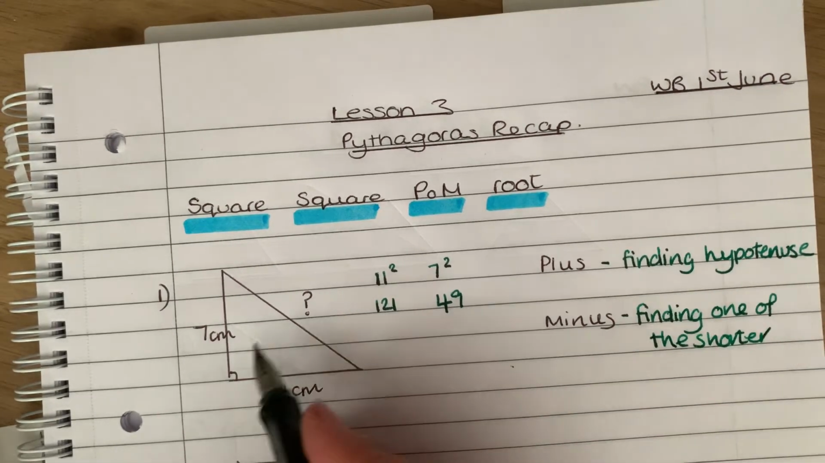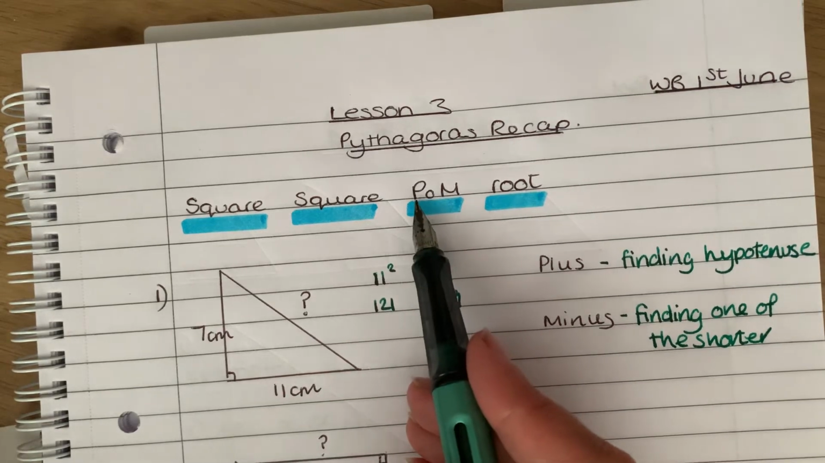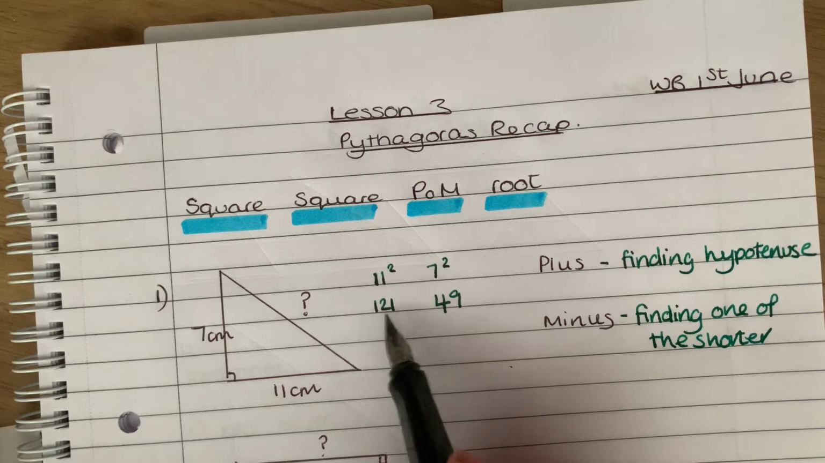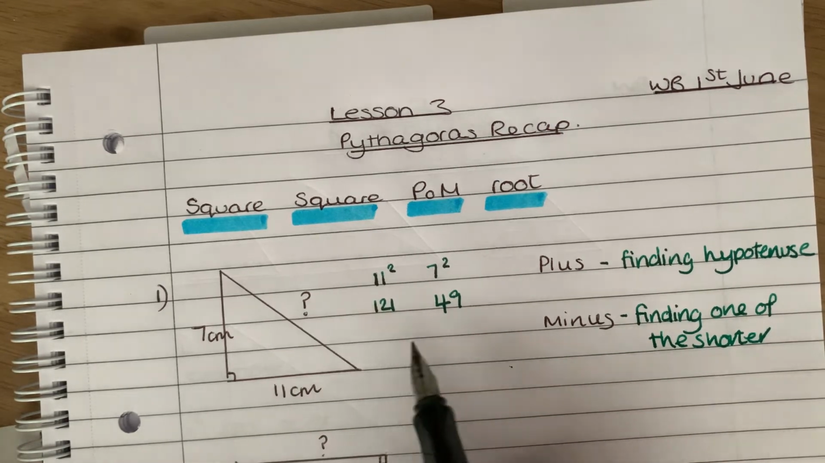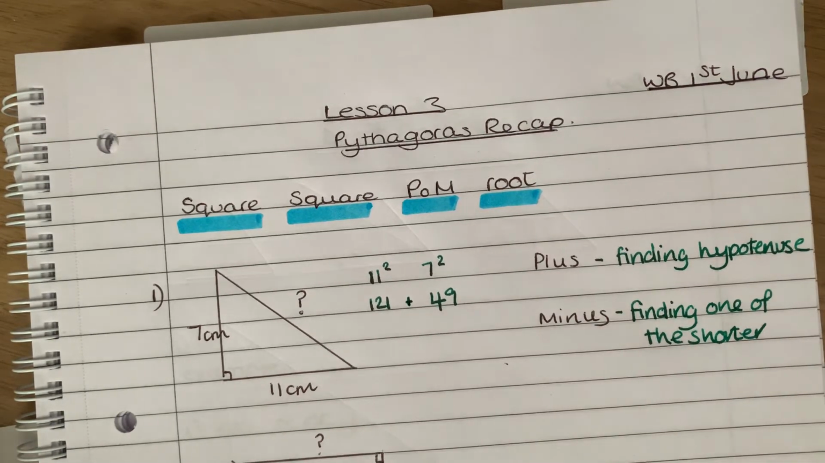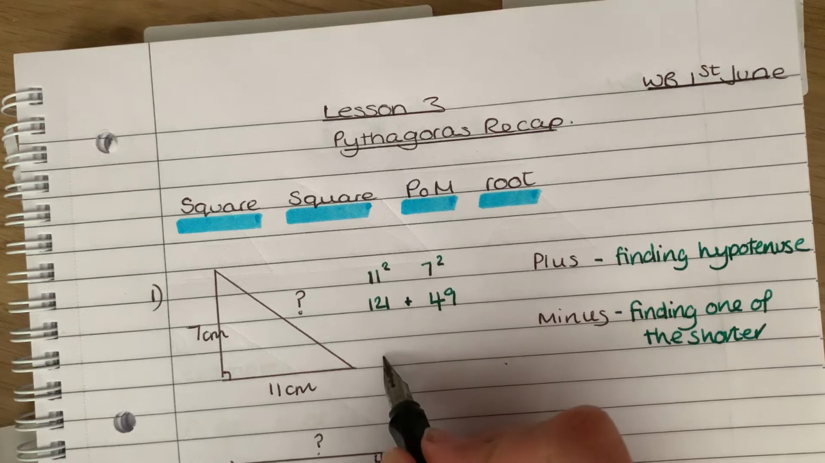That's what we call them. It's not opposite and adjacent now. Well, essentially it is, but we just call them the shorter sides. So this is what, for Miss Corbyn's group, the POM stands for: plus or minus. So I square them. Okay, I've done that. Now, because I'm wanting to find the hypotenuse, I need to add them. Okay, so 121 add 49, and then I need to root the answer. So that would be 170.